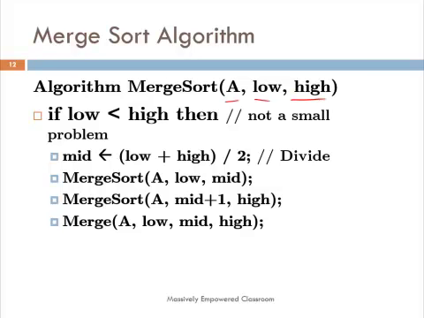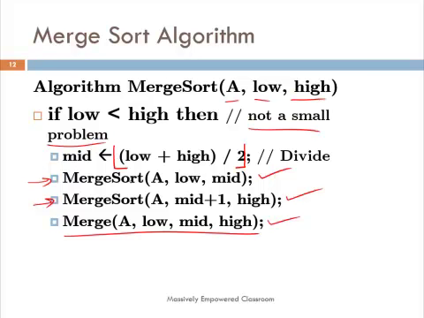If it is not a small problem, you compute the midpoint, where, as always, we take the floor in case that's not an even number. So you do low plus high by 2, floor. That is the midpoint. Sort the first part, sort the second part, and merge them. So a recursive call to merge sort to sort from low to mid, a recursive call to merge sort to sort from mid plus 1 to high, and then we merge the two parts.